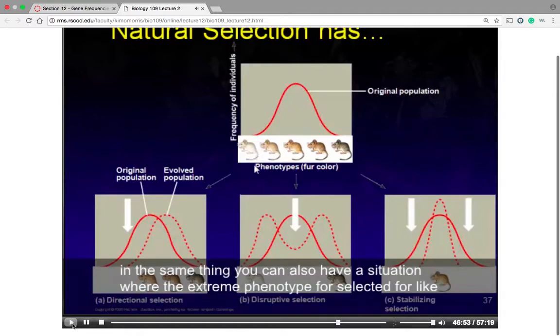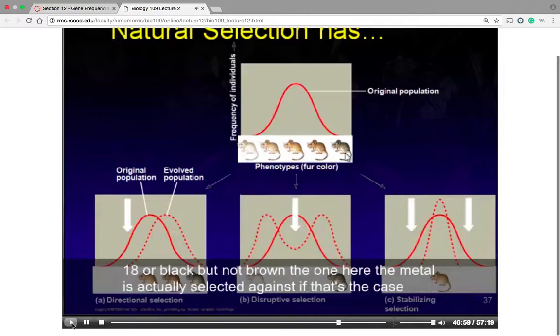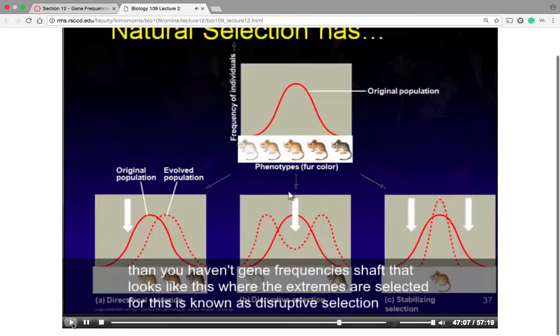In the same vein, you can also have a situation where the extreme phenotypes are selected for, like white or black, but not brown. The one here in the middle is actually selected against. If that's the case, then you have a gene frequency shift that looks like this, where the extremes are selected for. This is known as disruptive selection.